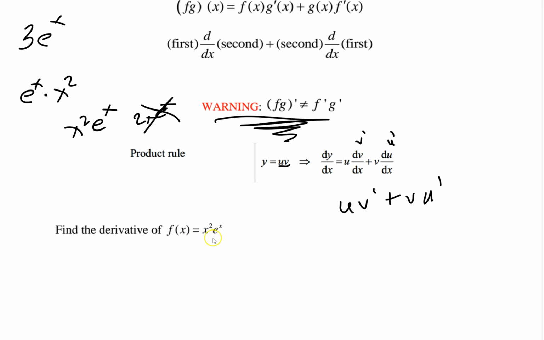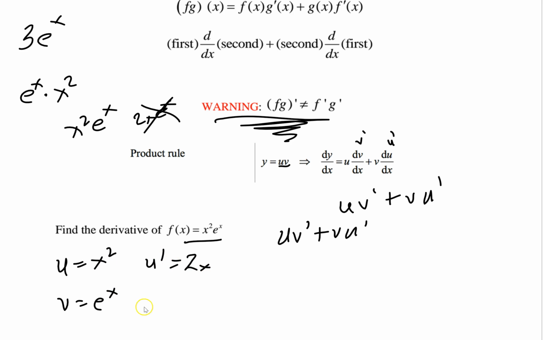So I see this and I'm like, oh, I'm multiplying two functions, I have to use the product rule. If you want, we can just follow this formula: it's u v prime plus v u prime. Our u is x squared, the first one there. Our v is e to the x. For u prime, take the derivative of this, that would be 2x. And v prime, the derivative of this, would be e to the x. And you just plug it in.